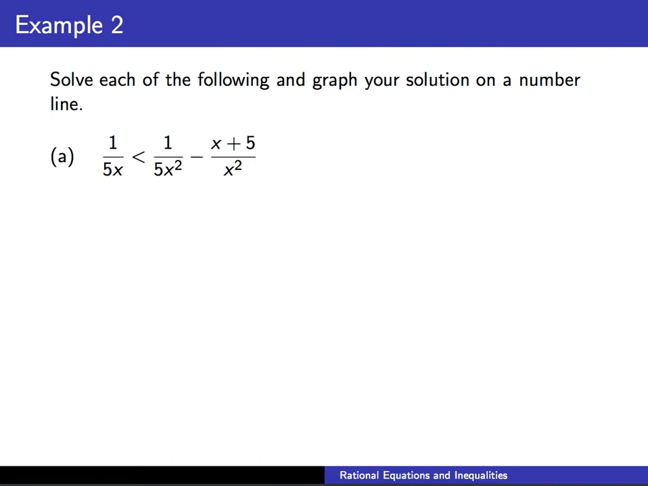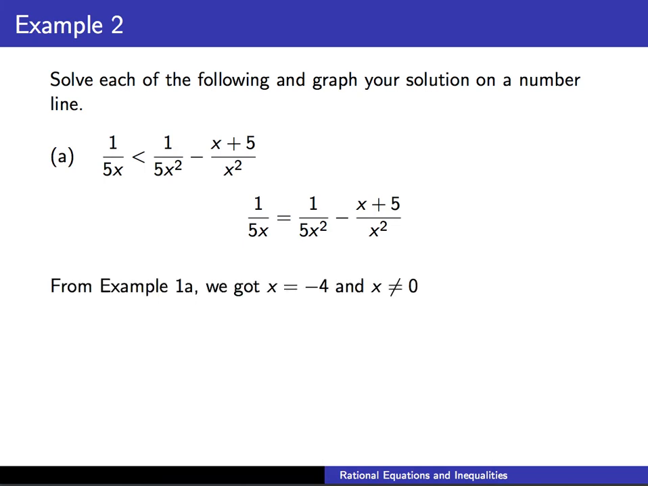So example 2, solve each of the following and graph your solution on a number line. So we have 1 over 5x is less than 1 over 5x squared minus x plus 5 over x squared. So we actually solved this equation in the previous couple videos. From example 1a, in fact the first video, we got x equals -4 as the solution to the equation, and x not equal to 0 because it would cause the denominator to equal 0. So those are going to be our two values on our number line.